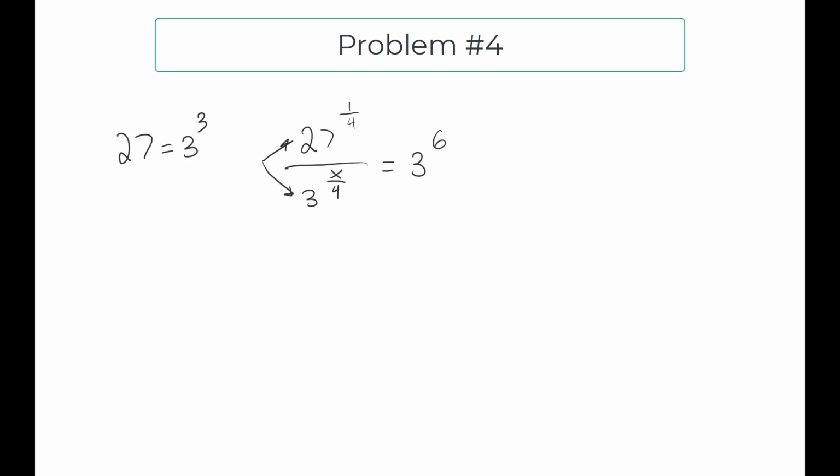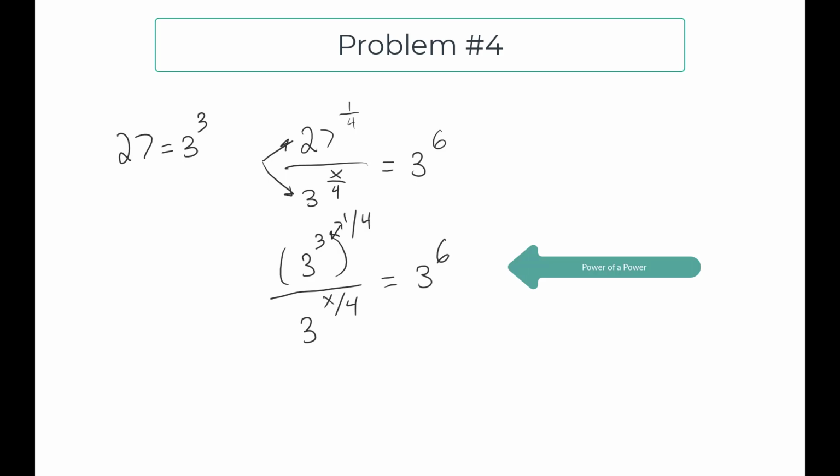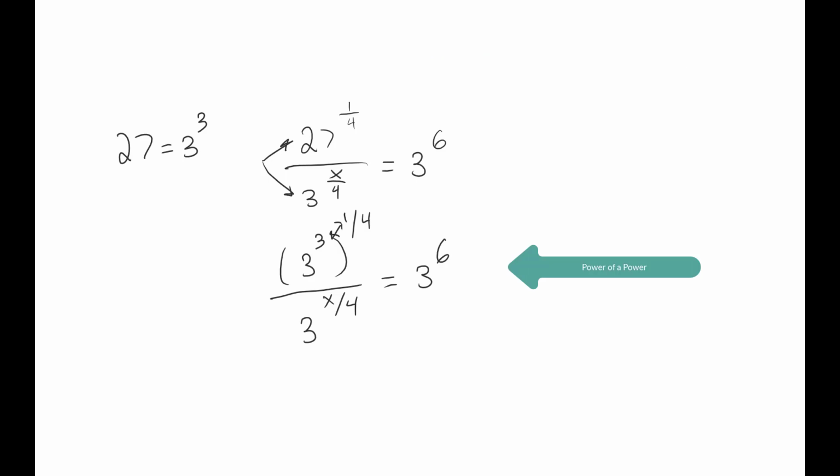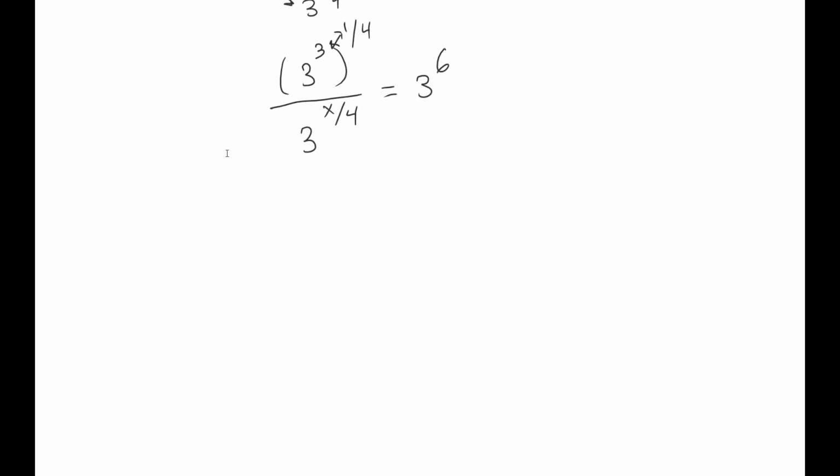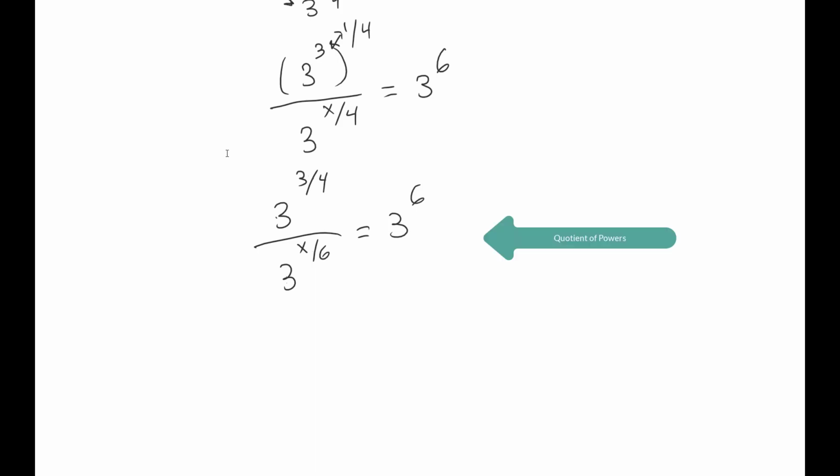So let's go ahead and rewrite 27 as 3 cubed. And we'll put that to the 1/4 power because it's still 27. And then we'll have 3 to the x over 4 dividing that, and this is equal to 3 to the 6th. Now we have the power of a power property occurring in our numerator, which states that we can just multiply our exponents here. And so we'll go ahead and rewrite that now, and that'll give us a 3 to the 3/4 in our numerator, divided by 3 to the x over 4, which is equal to 3 to the 6th. And so now I have the same bases with different exponents, and our quotient of powers property is going to take place here, which says that we can subtract our exponents.